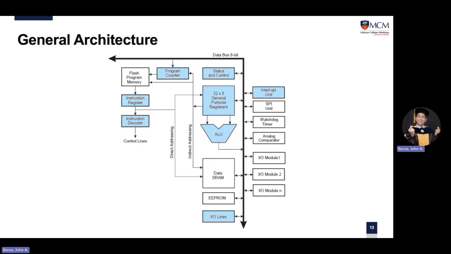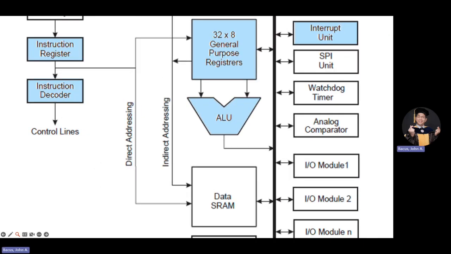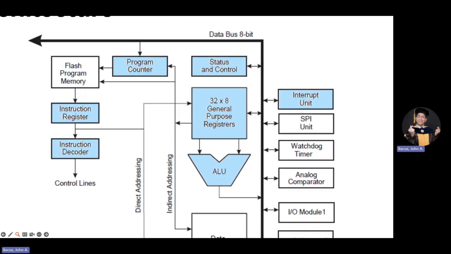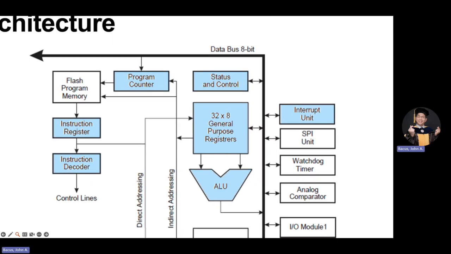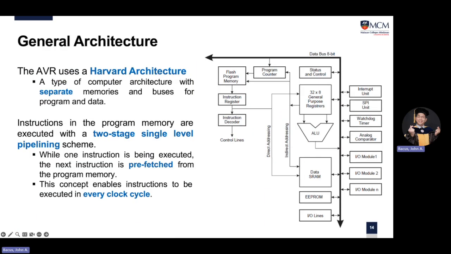So the general architecture looks like this. This architecture actually is a Harvard architecture. Again, Harvard architecture siya. This is a type of computer architecture with separate memories and buses for program and data. Instructions in the program memory are executed with a two-stage single pipelining scheme. While one instruction is being executed, the next instruction is prefetched from the program memory. This concept enables instructions to be executed in every clock cycle.